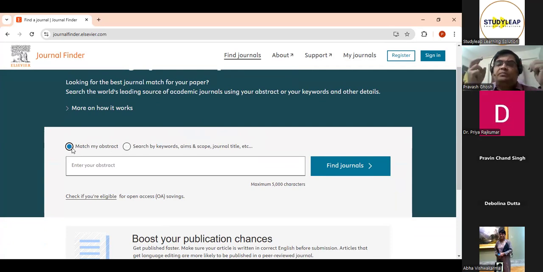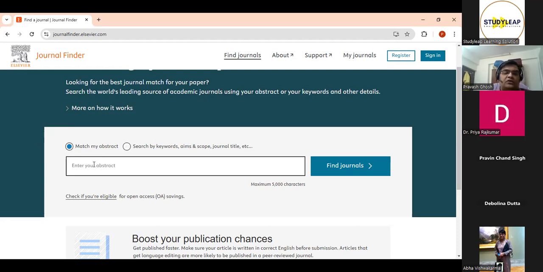So you are ready with your paper. You have written the paper, empirical or review or SLR, whatever paper you have written. You are ready with your abstract, title, keywords. Now different journal finders want different things. Some will ask you only for the title. Only with your title you can find, but generally put the abstract. That is better. The abstract will get you better papers. It will suggest better journals if you put the abstract, right?